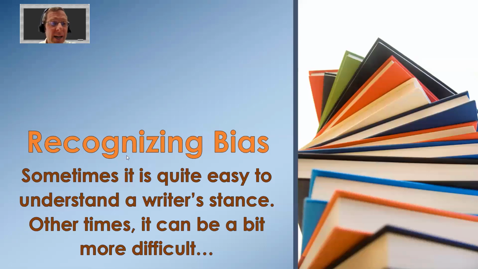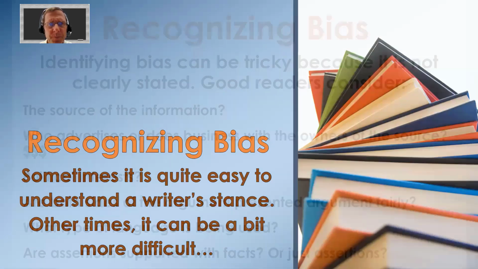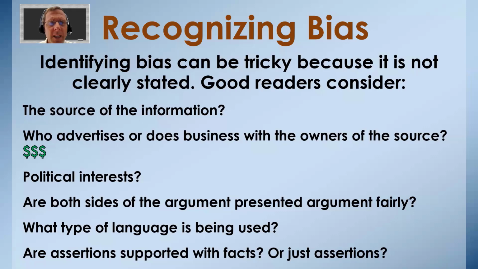Now let's talk about recognizing bias. Sometimes it's very easy to understand how a writer feels, and sometimes it's a little bit more difficult. Okay, so when you're looking at a text, think about the source of the information, whether there's any financial interest controlling that source. Are there any political interests? Are both sides of the argument presented fairly? What language is being used? And is the author simply making assertions, or are they supporting these assertions with facts?